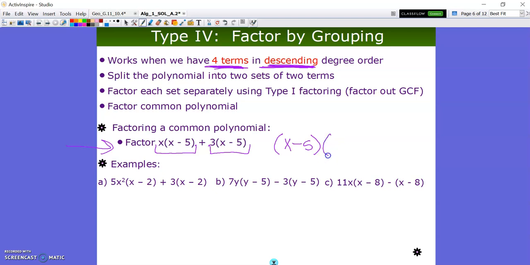And now we're going to write what's left over. Well, I already wrote x minus 5, so x is left over. I already wrote x minus 5, so 3 is left over. What should I put in the center there? Oh, that plus sign.